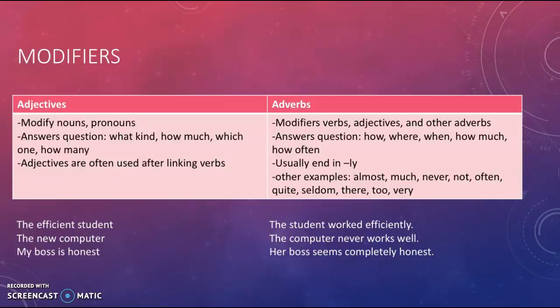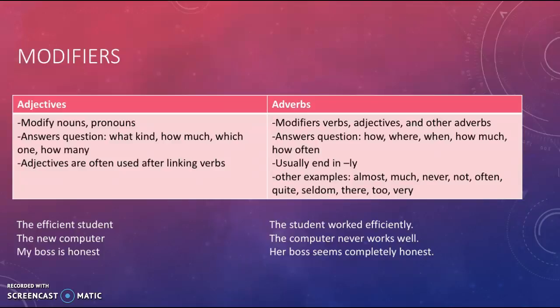So if you are looking at just any verb, how did they work? You see the example down at the bottom. They worked efficiently. They worked hard. Hard doesn't exactly end in an ly, but it talks about how they worked. The second example there, the computer never works well. How does it work? Well, in this case, they added the word never, but doesn't work well.